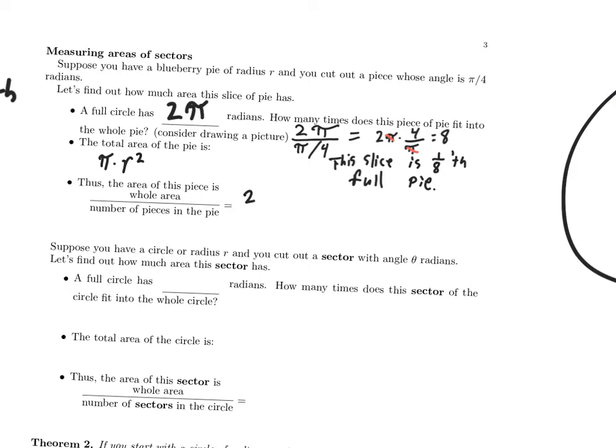And if you were to cut the whole pie into a bunch of slices, each with this angle measure, you would cut it into 8 slices. So it'll be pi r squared divided by 8. That's how big each slice of this pie is. Now, obviously, there's nothing special about any of the numbers I gave you. You could do this in full generality.